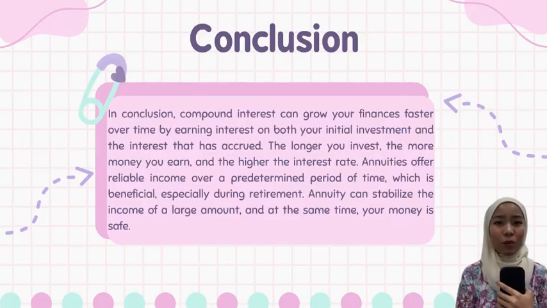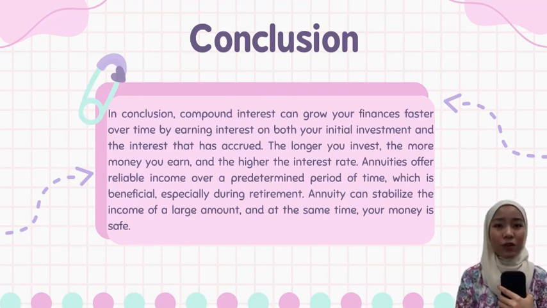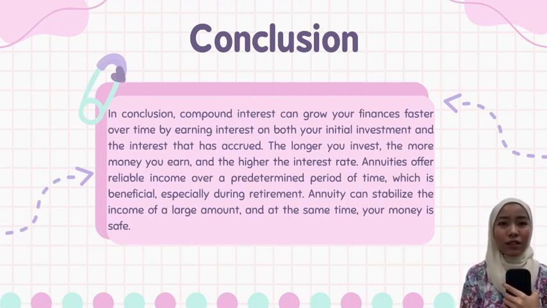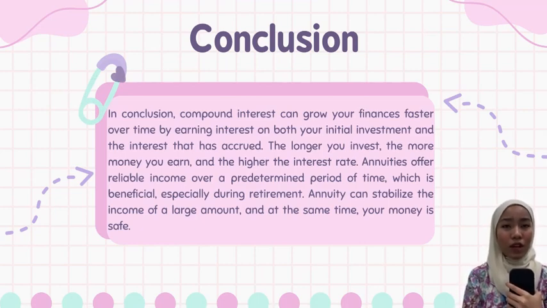In conclusion, compound interest can grow your finances faster over time by earning interest on both your initial investment and the interest that has accrued. The longer you invest, the more money you earn and the higher the interest rate. Annuities offer reliable income over a predetermined period of time, which is beneficial, especially during retirement. Annuity can stabilize the income of a large amount, and at the same time, your money is safe.